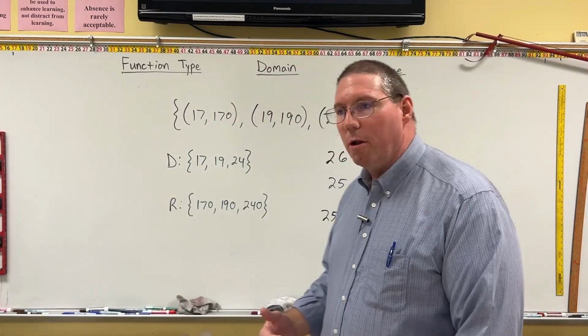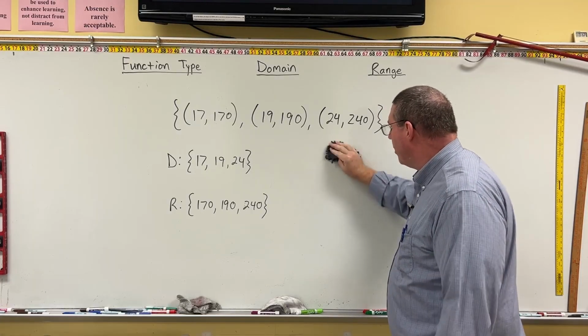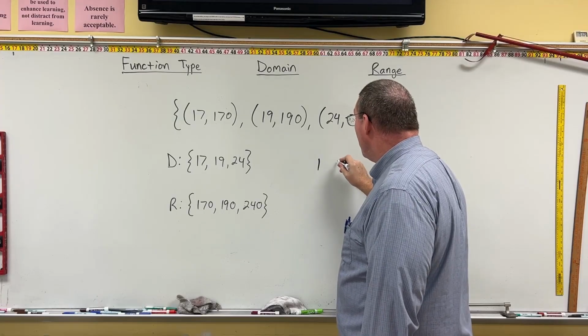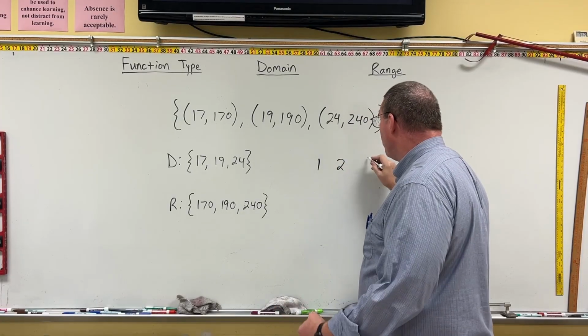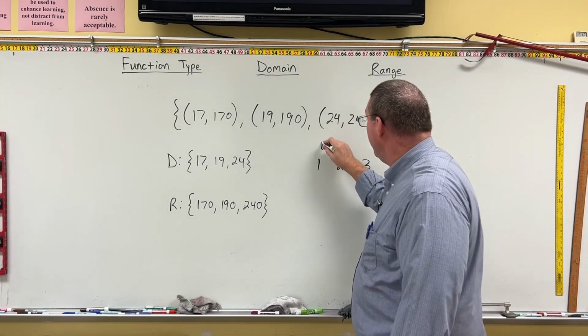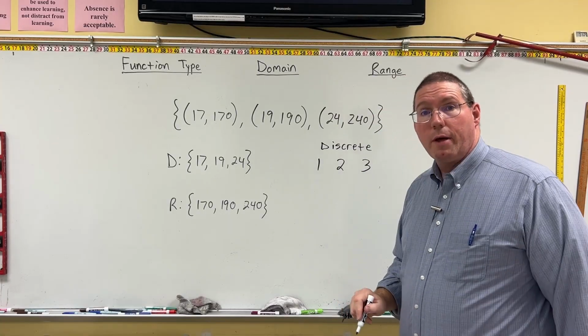And so people are counted discretely. We cannot have 1.5 people in the room. We can have one person in the room, or we can have 2 people in the room, or we can have 3 people in the room. It has to be a whole number. That's called a discrete variable, okay?